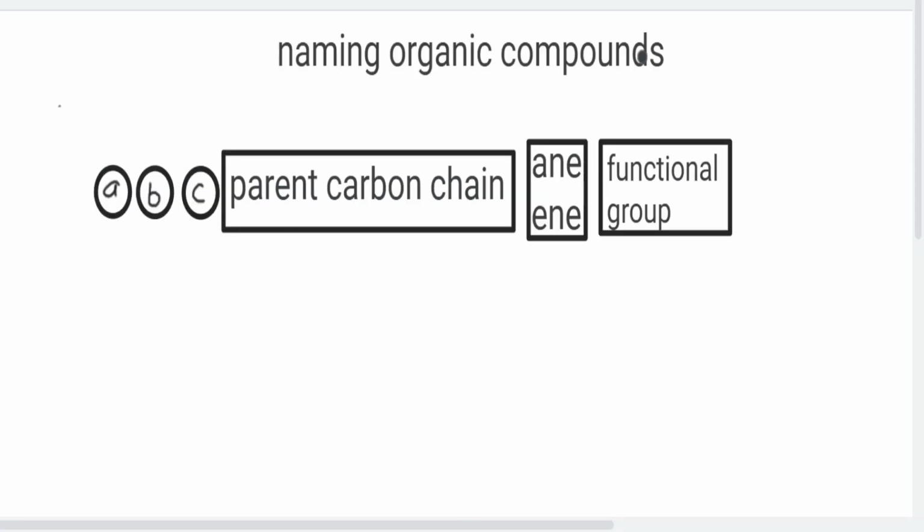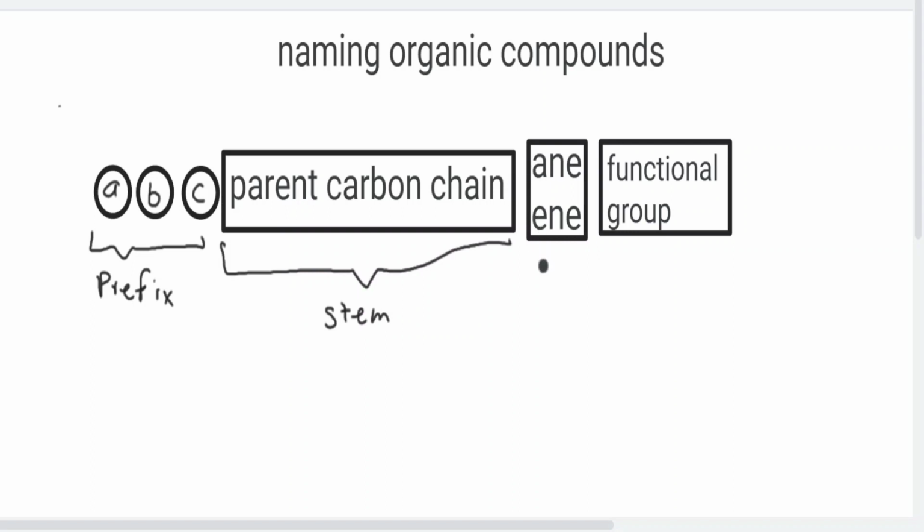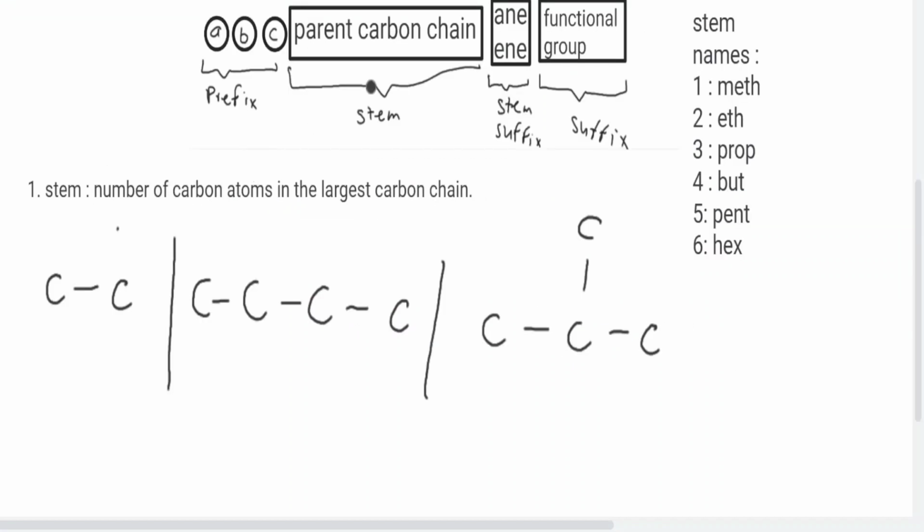The general method of naming organic compounds is this concept right here, which says that ABC is known as the prefix. This parent carbon chain is known as the stem. This ane and ene is known as the stem suffix. And this functional group right here is known as the suffix. Let's start off with the stem first, and I'll get back to prefixes.